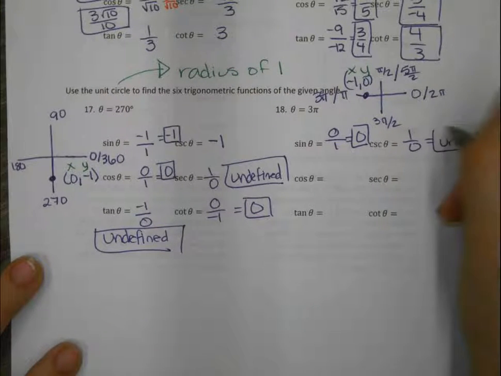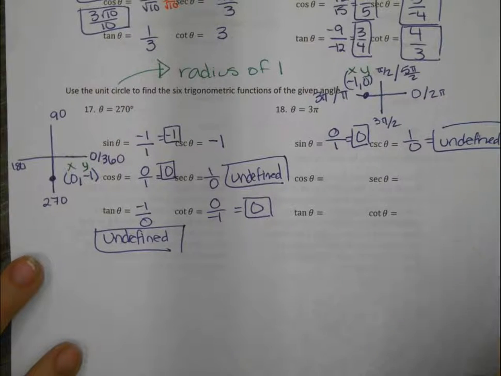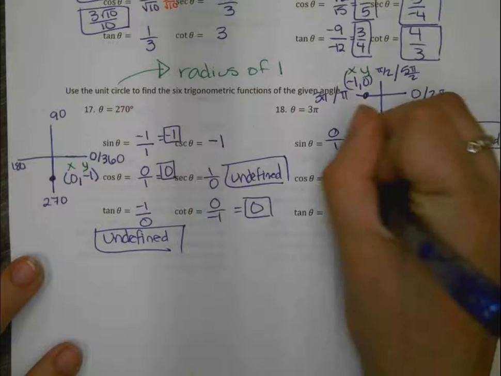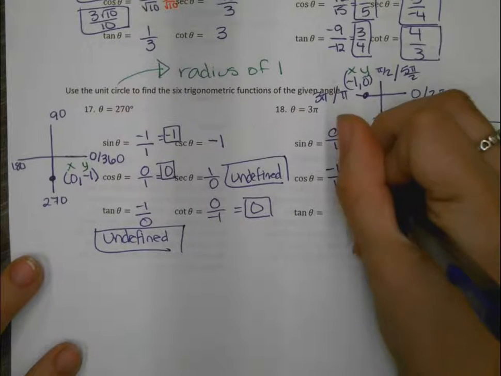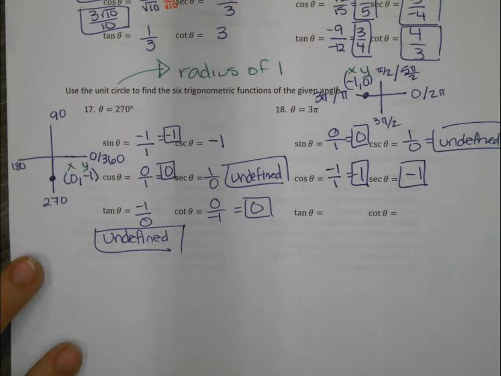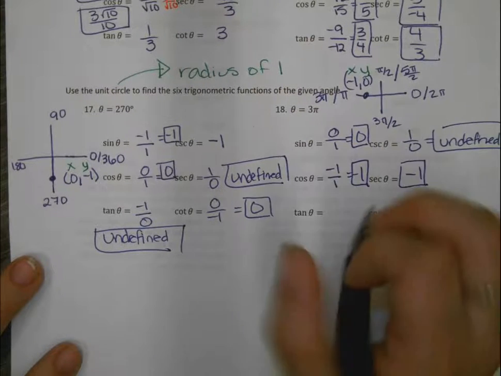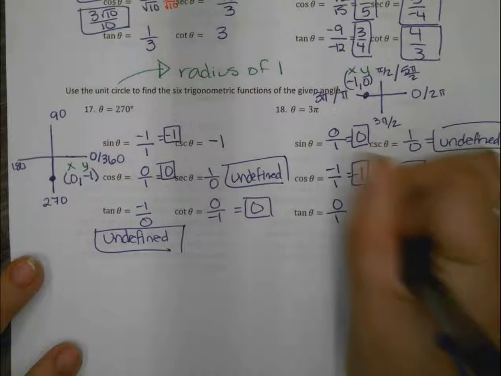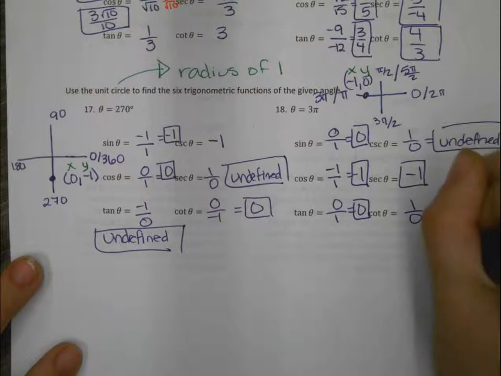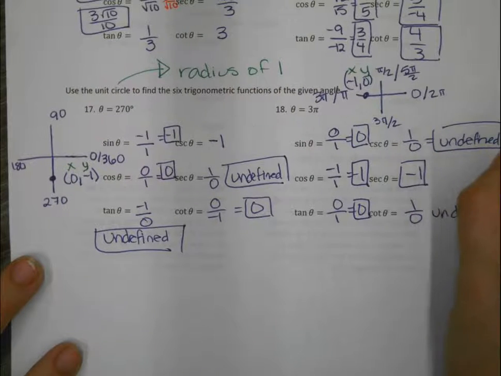Okay. Cosine is x over r, so -1 over 1 simplifies to -1. Secant flips that, which is -1 over 1, still -1. Tangent is y over x, so 0 over 1, just 0. Cotangent flips that, so I have 1 over 0, which is also undefined.